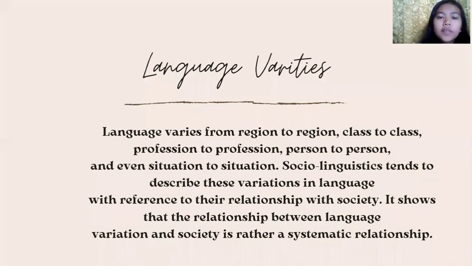The next scope of sociolinguistics is language variation. Language varies from region to region, class to class, profession to profession, person to person, and even situation to situation. Sociolinguistics tends to describe this variation in language with reference to their relationship with society. It shows that the relationship between language variation and society is rather a systematic relationship.